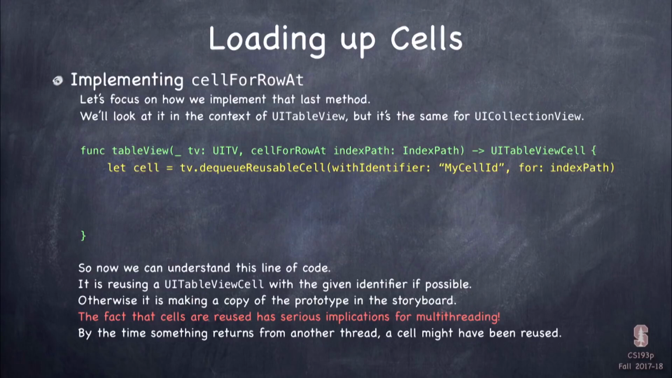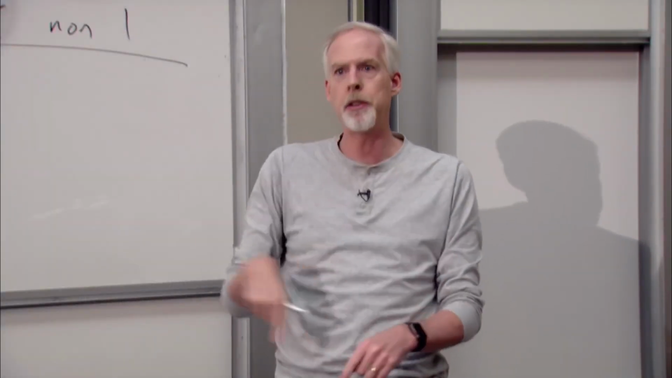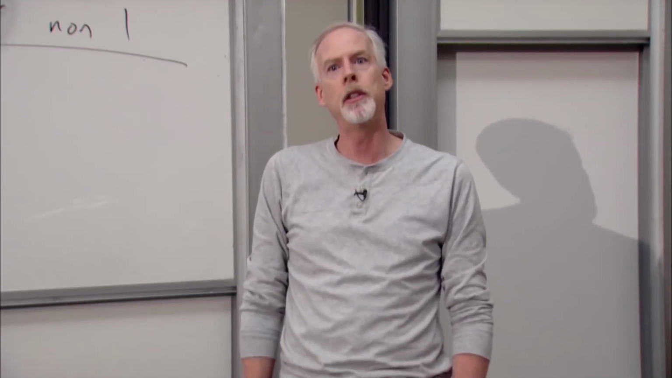So when that image comes back, you've got to make sure: is this cell still showing the thing that I made that request for? Okay, we talked about this all the time with multi-threading. When it comes back, you've got to check to make sure the world is still what you thought. Well, this really happens a lot with these cells because they're constantly flying around and getting reused.